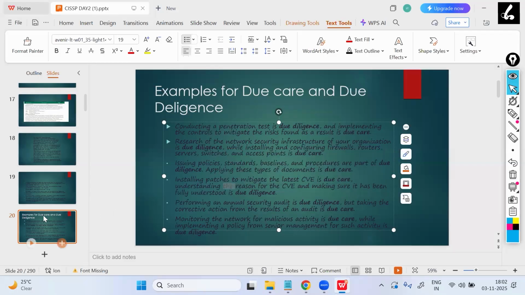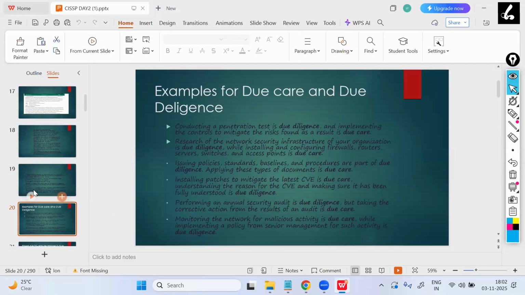So I think we are good now with this concept. Yeah, so basically, implementation is more on due care. Whatever steps we are doing. DC equal to do correct equal to implementation. DD equal to investigation, analysis, forensics, whatever you want.